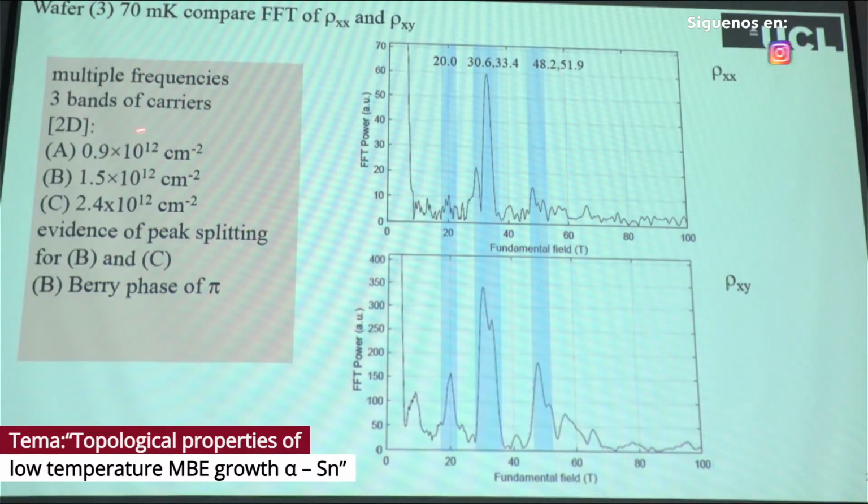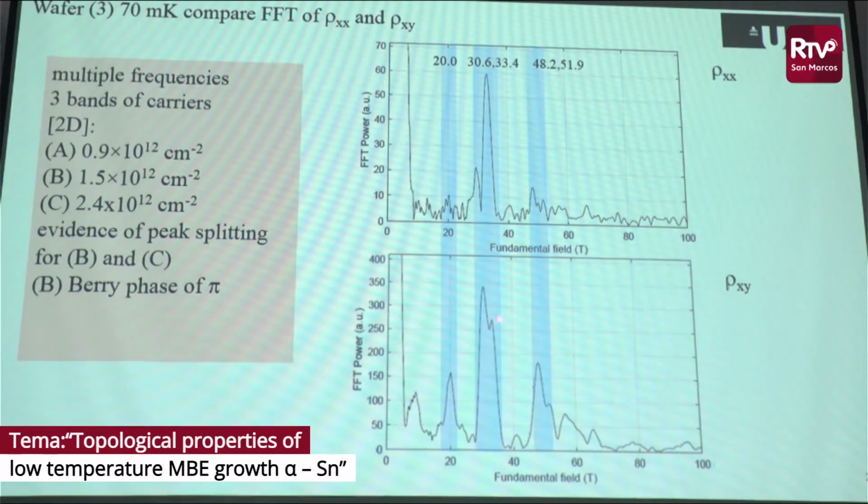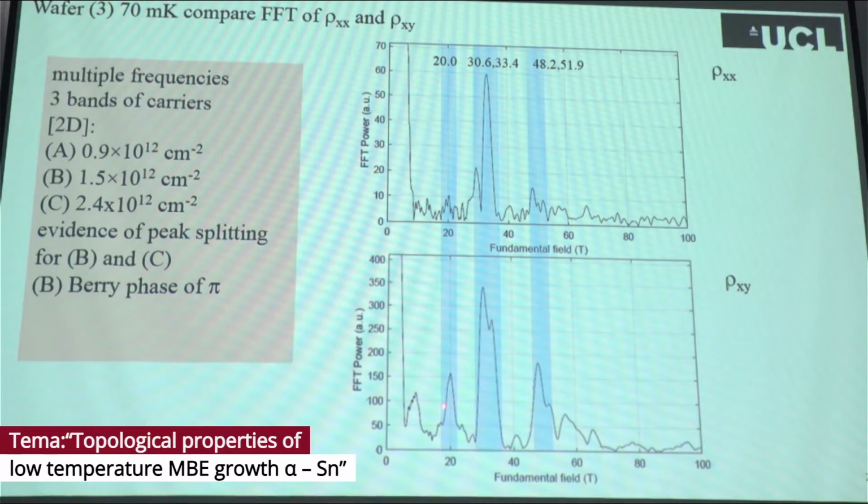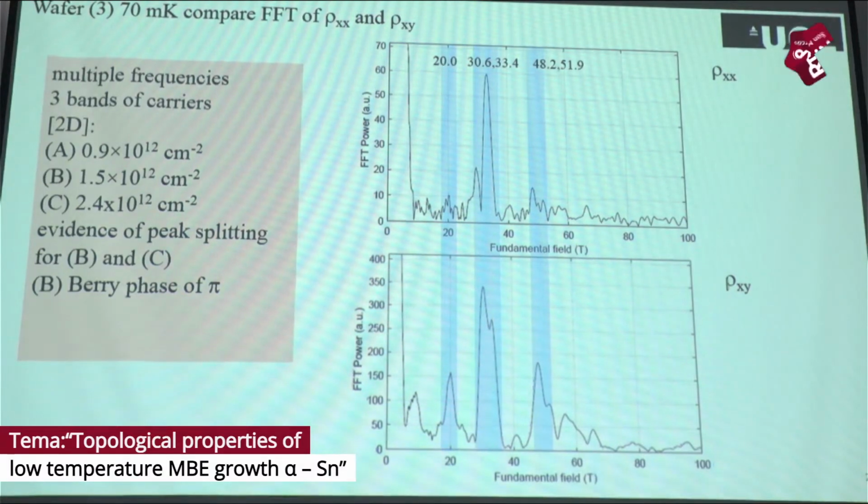So we've got 3 bands of carriers. We've got A, B, C, so that's A, B, C, A, B, C. There's evidence of peak splitting. This is a little bit of noise down here. So there is evidence of peak splitting. This peak doesn't split, this peak doesn't split, which may be coming from a heavy Hall state.